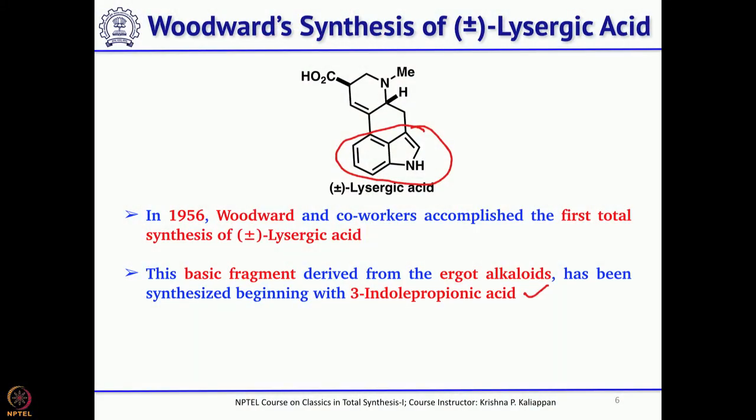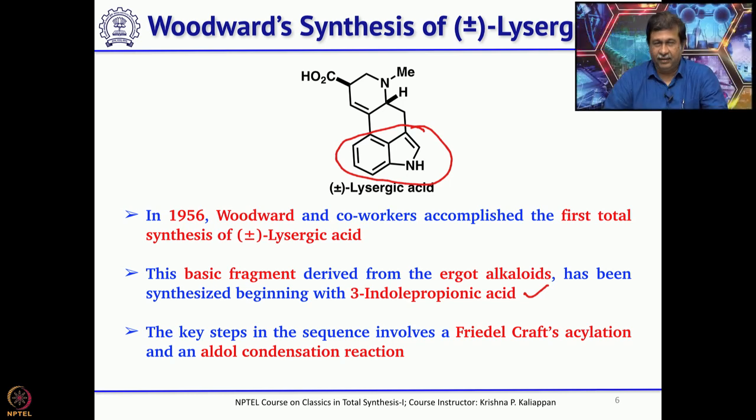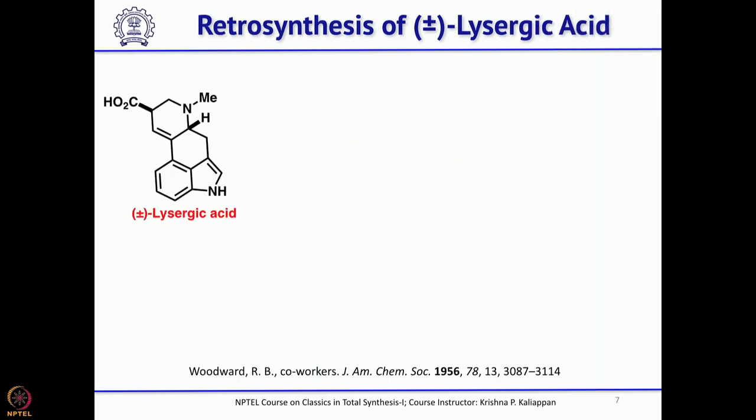So his starting material was indole 3-propionic acid. And the key reactions which he used for the synthesis of lysergic acid are Friedel-Crafts acylation, that is intramolecular Friedel-Crafts acylation to construct the first six-membered ring, and an aldol reaction to construct the second six-membered ring. Let us see how he originally thought of making lysergic acid.